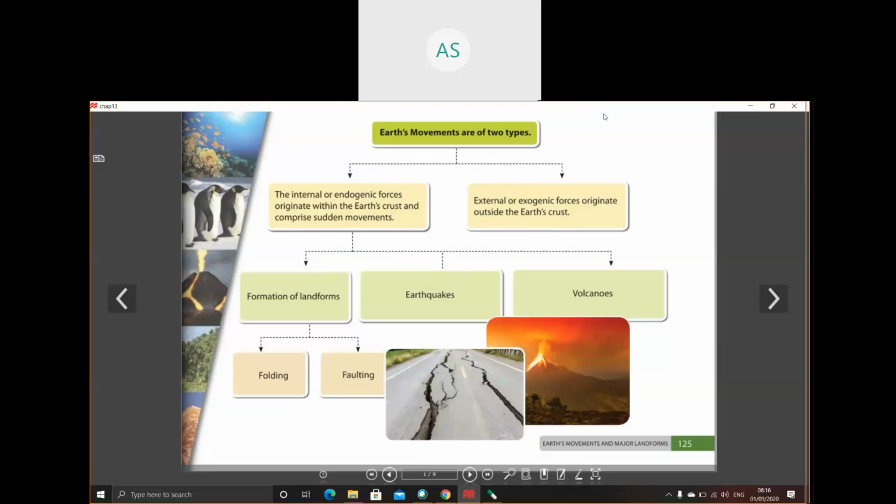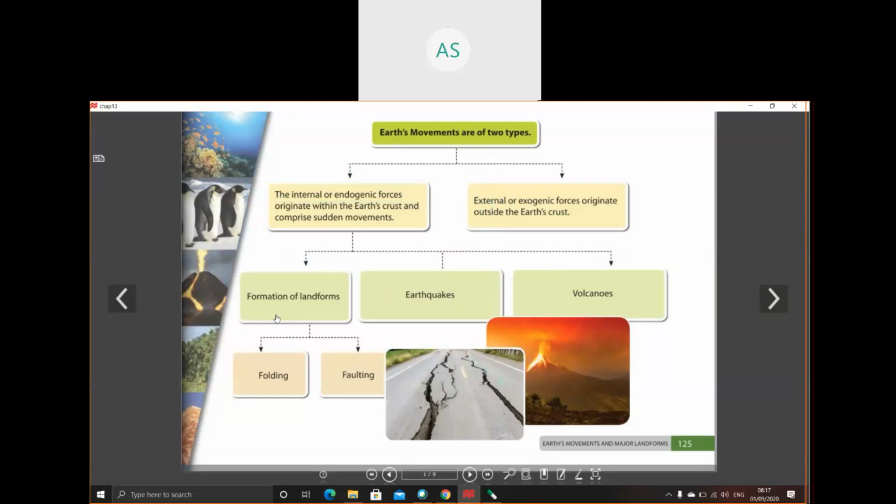Now we have to move on to the internal or endogenic forces. What are those forces? They are formed inside the earth's crust, originate within the earth's crust, and comprise sudden movement. That's the major force. That's why things like earthquakes, volcanic eruptions, and the formation of landforms begin.